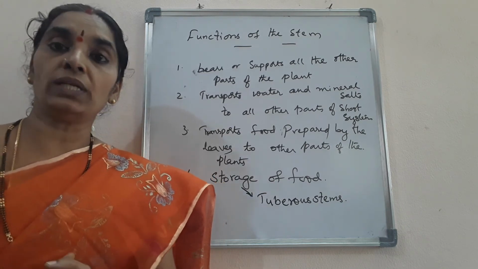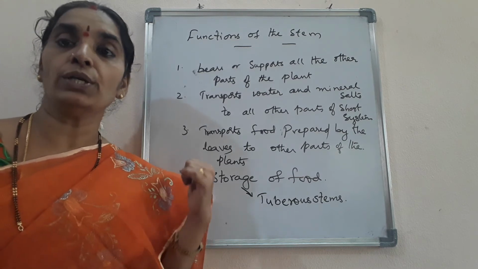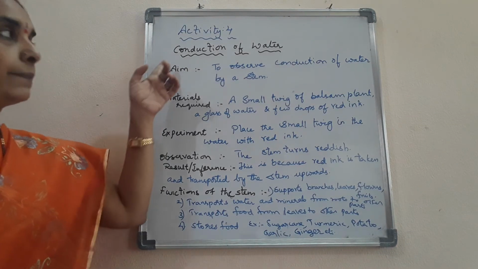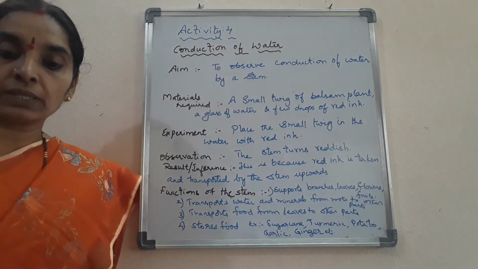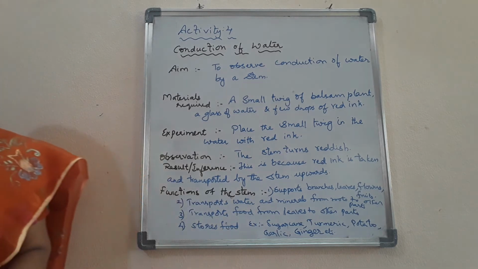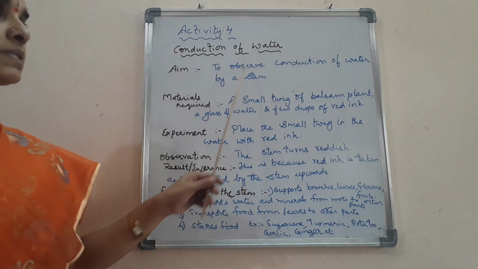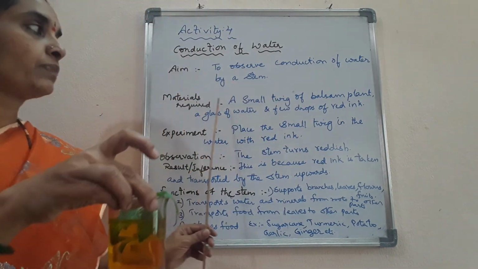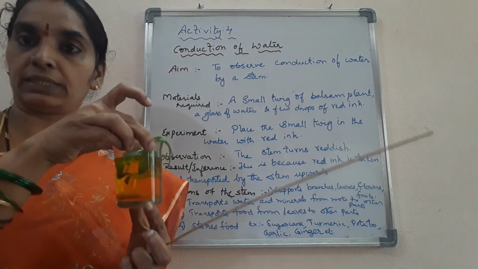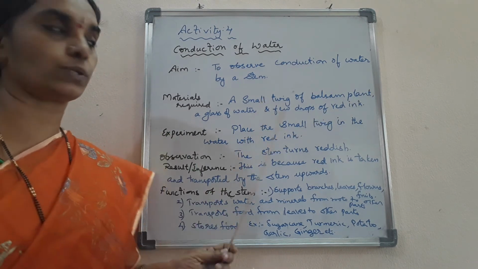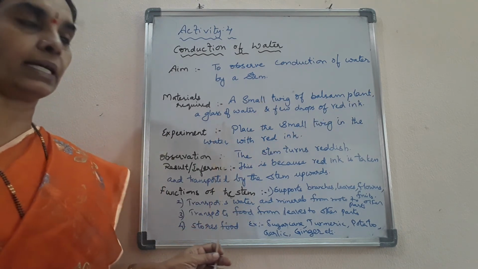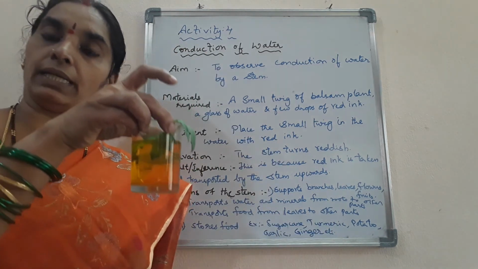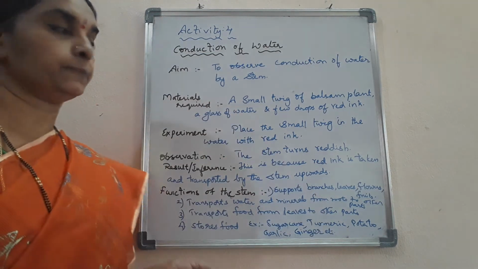Okay children, now we'll write the observation notes. Till then you note down these points. Here, about the conduction of water. The observation notes, how to write it. You see here: conduction of water. Aim: to observe the conduction of water by a stem. See here, this one, a small twig of balsam. Here I have taken the tridax. You can take any tender stem also. Anything you can write as an example, and a glass of water, a few drops of red ink. Here I have taken the food color. You can take red ink or blue ink or anything.